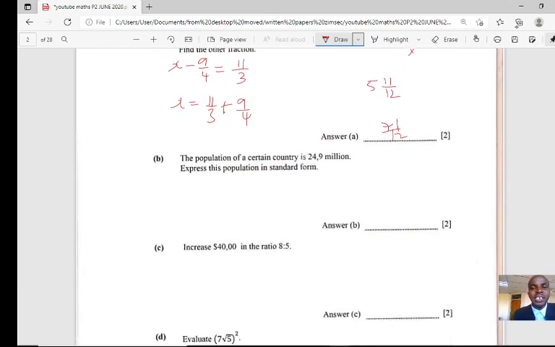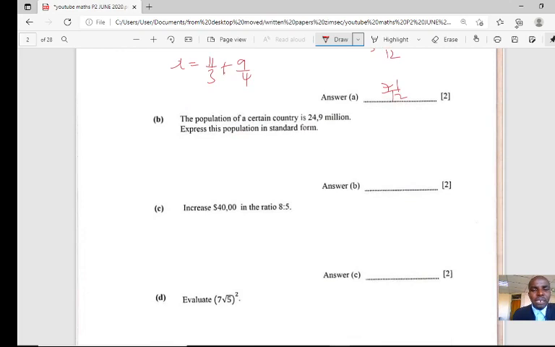Then part B, it reads, the population of a certain country is 24.9 million. Express this population in standard form. So first thing, you have to convert that one, 24.9 million. You actually multiply by 1 million. Then if you multiply by 1 million, it will be 24,900,000, like this. Then now we have to express this one as a number in standard form.